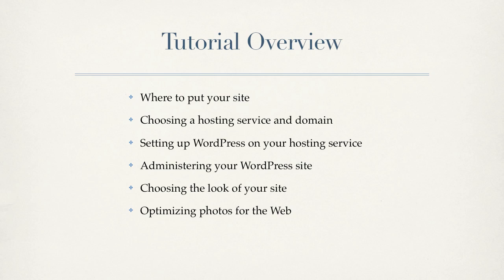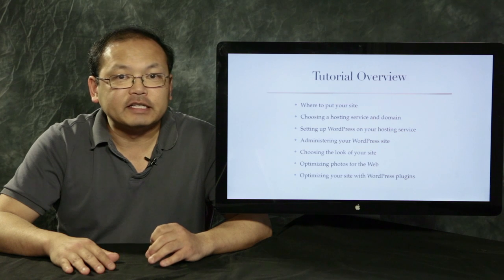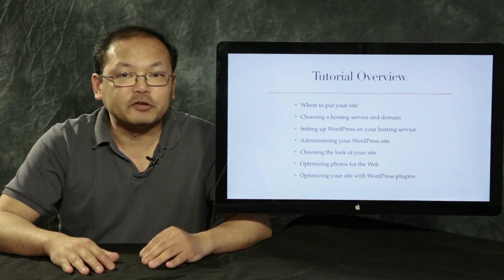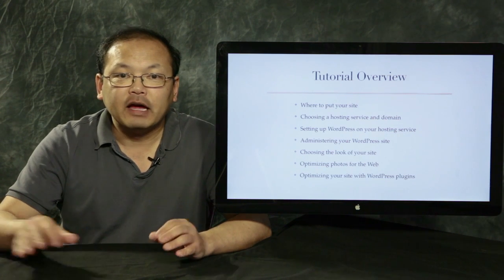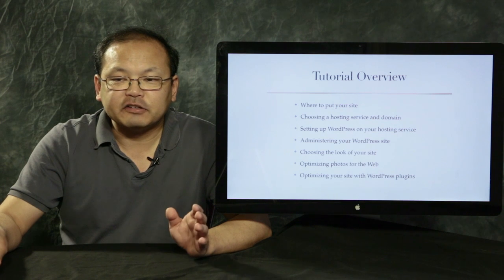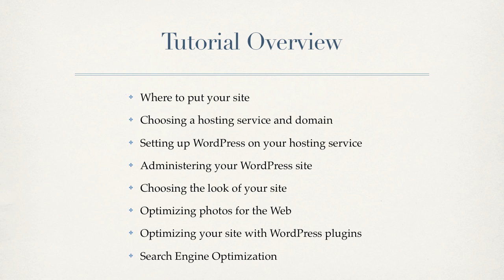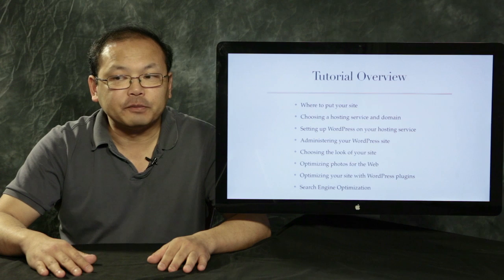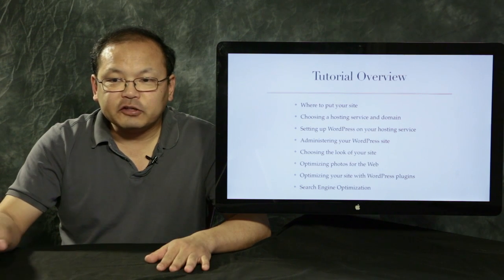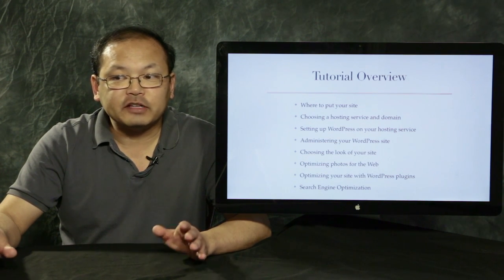Then we'll go over how to optimize your photos so that they look really great and really sharp for the web. Then we'll go over some of the WordPress plugins, like ones that will give your site social networking buttons and will help your search engine optimization, that kind of thing. And the last thing I'll go over real briefly is search engine optimization, like myths and how to get you started down the right track as far as that's concerned. So let's get started with how or where to put your site.